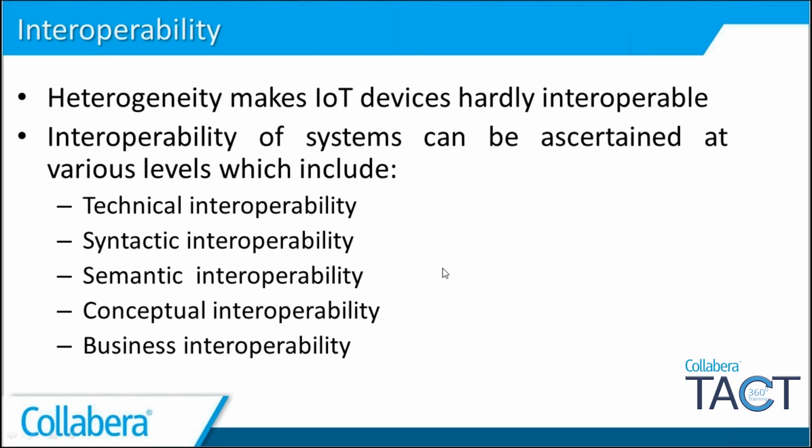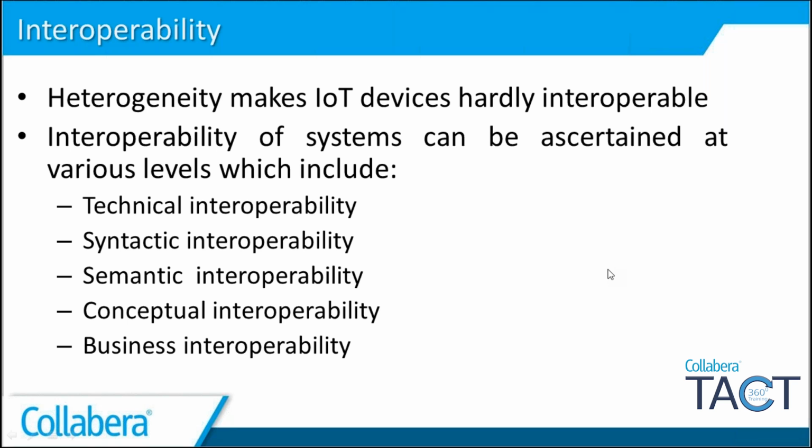So friends, I'm talking about the heterogeneity. Yes, heterogeneity makes these IoT devices hardly interoperable, and that is going to be self-explanatory, right? So let us talk about the hierarchical structure of this interoperability issue. First, we need this interoperability to be gained at various levels or various tiers or layers of an IoT ecosystem.